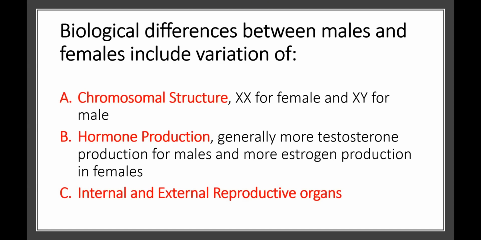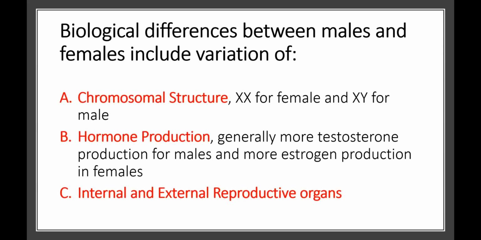We have here three variations in order to identify the biological differences between males and females. First, we have the chromosomal structure, where X and X chromosomes are for female and X and Y chromosomes for male. Next, we have the hormone production. Generally, more testosterone production for males, and more estrogen production in females.